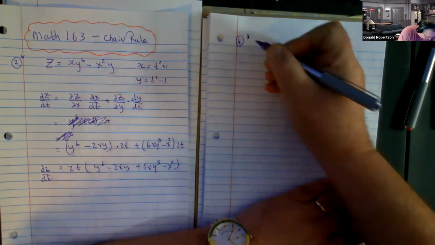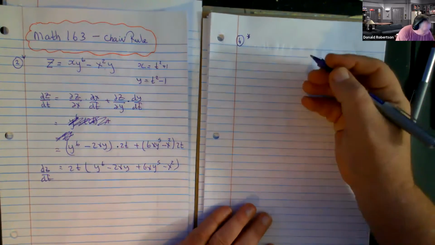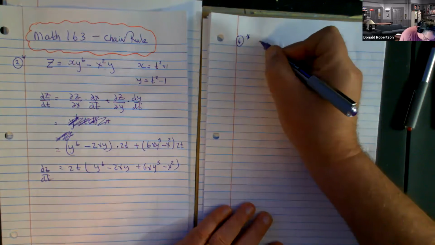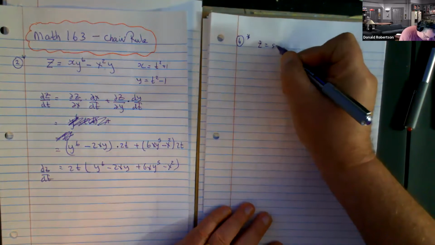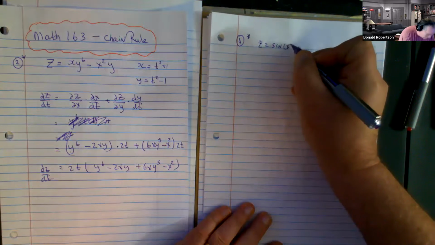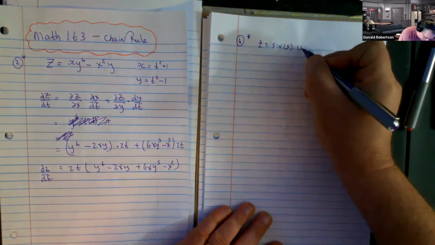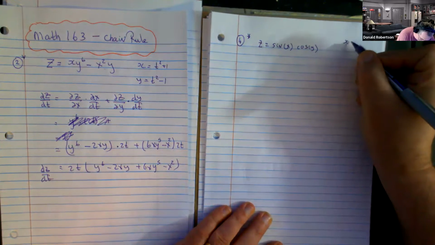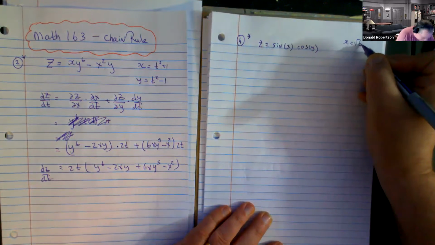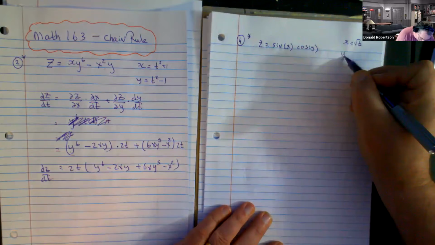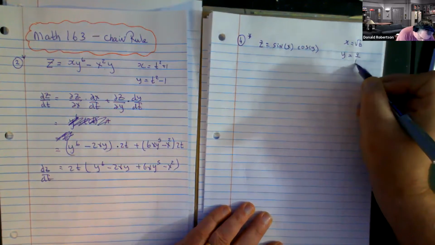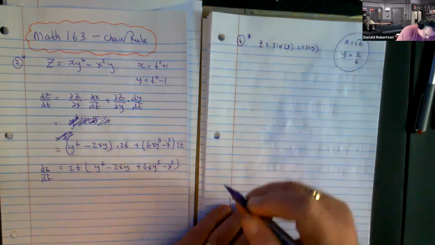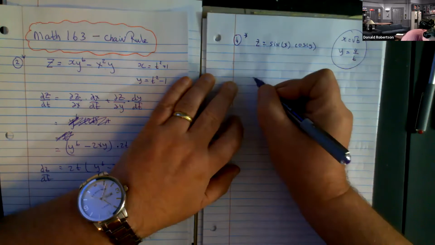So we're going to be using this chain rule, adapting each situation to whatever we've got. This one is the sine of x cosine of y. And x is going to be the square root of t, and y is going to be 4 over t. And we are going to find dz by dt.